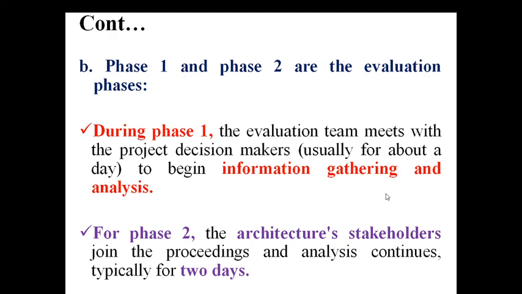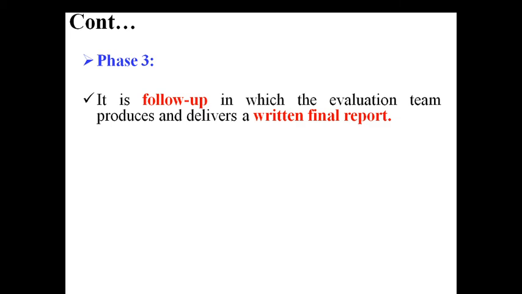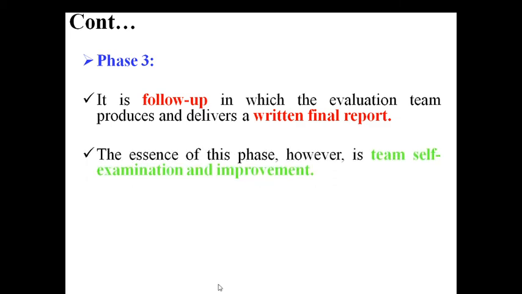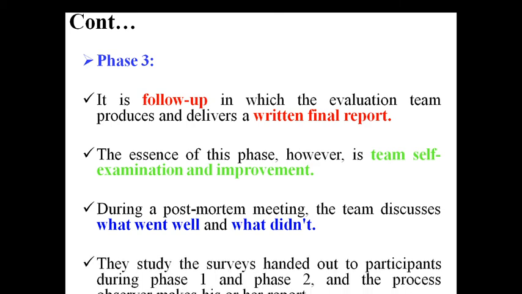So at phase 1 we will try to gather information. At phase 2 they will interact with the stakeholders for 2 to 3 days. Next and finally, phase 3 is the final step. They will conclude with the information gathered, which means they will follow up. The essence of this phase is team self-examination and improvement. If any improvement is needed, they will check what went well and what did not, verify all these, and cross-check each and every point. Finally they give the report.